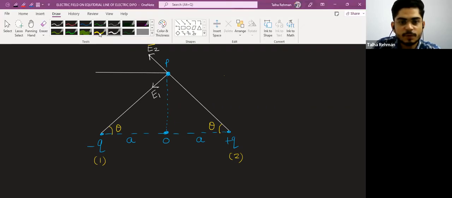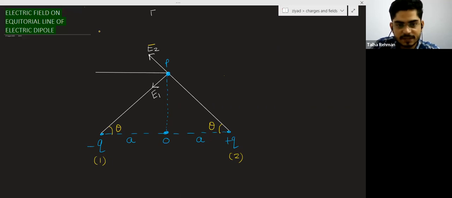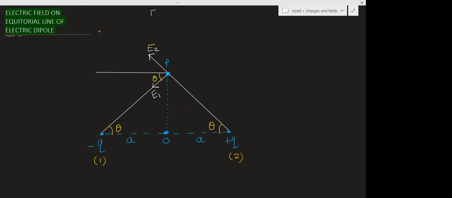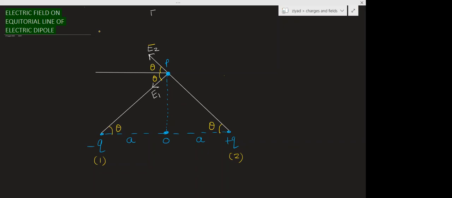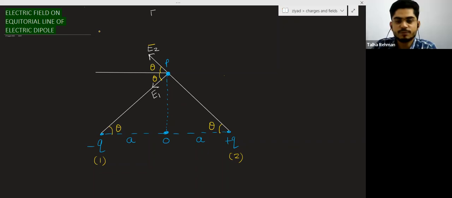We know one property from ninth class: this line and this line are parallel. So if this angle is theta, then this angle will also be theta. With the help of symmetry you can say this angle will also be theta. If you don't want to use symmetry, then you can say this is a line, and this line and this line are parallel. If this angle is theta, then this angle is also theta. So here we are using a little bit of geometry.